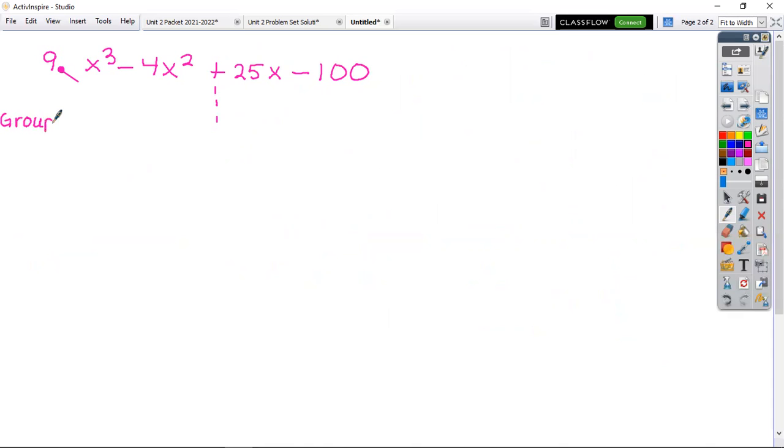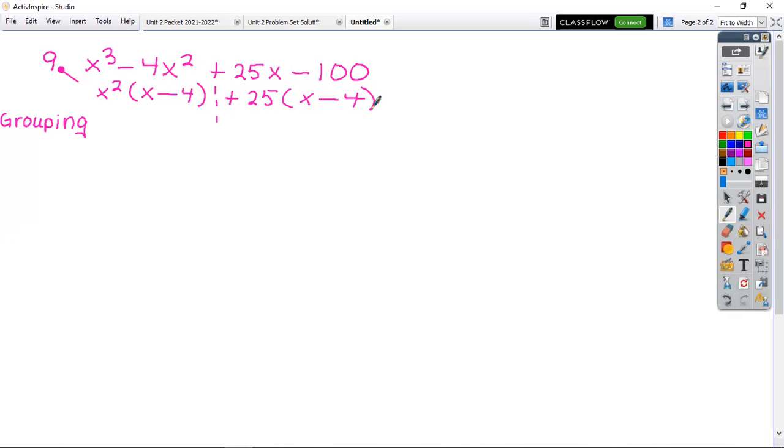Again, right now, all you're doing is just factoring. You don't have to solve it. So I'm going to take out x squared. I'm left with x minus 4. I go over to the other side and I take out the positive 25. And I'm left with x minus 4.